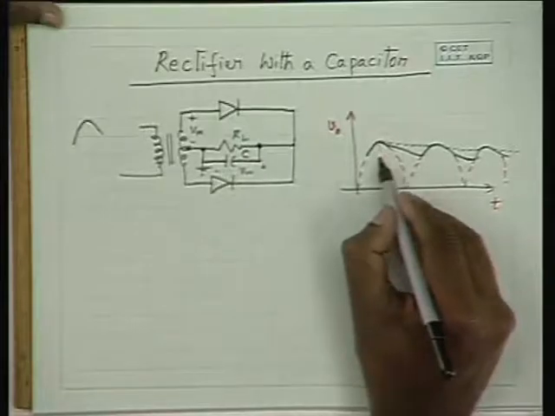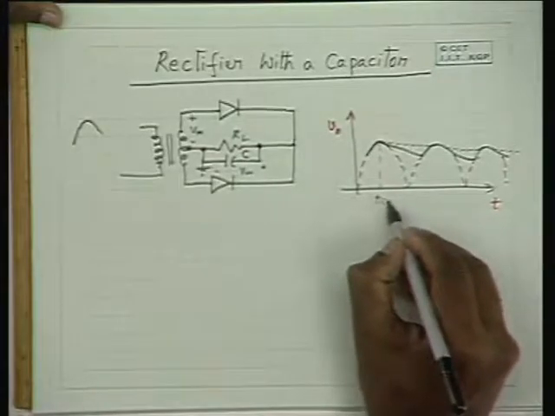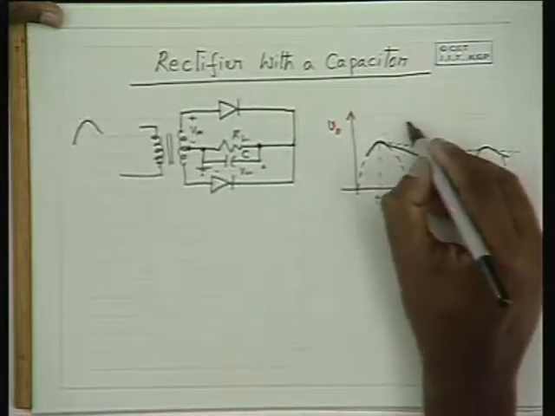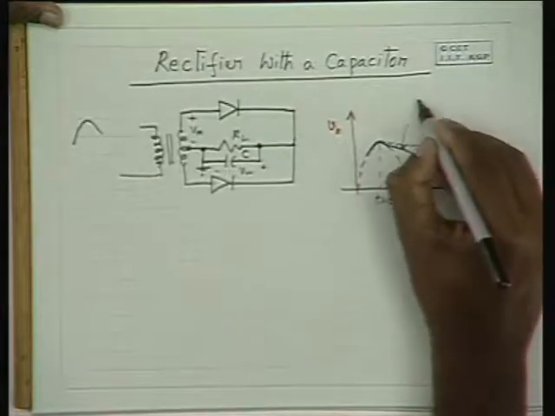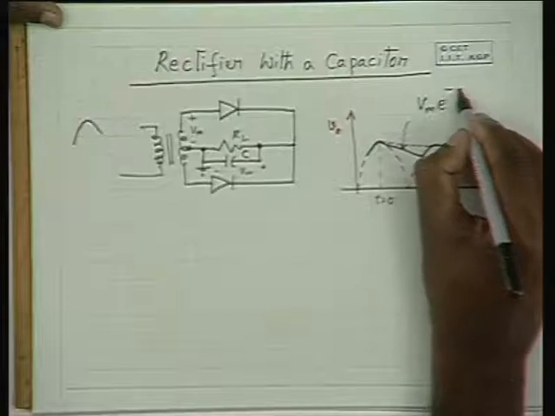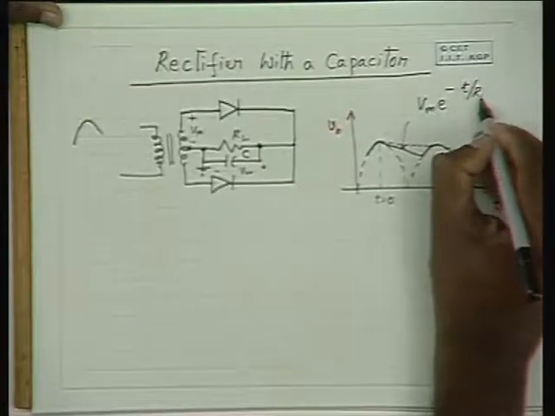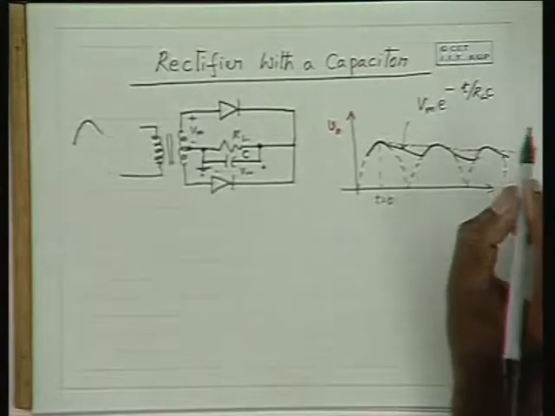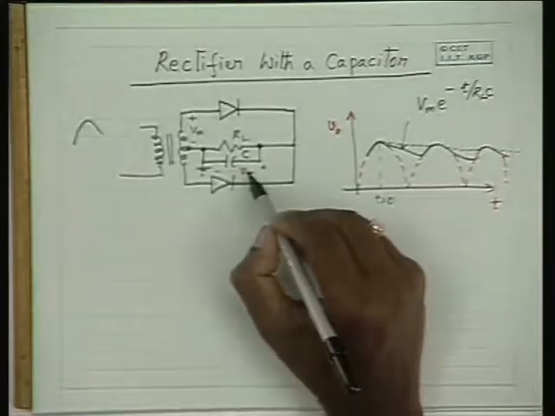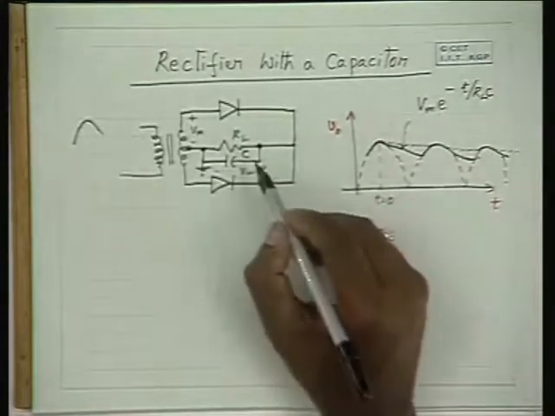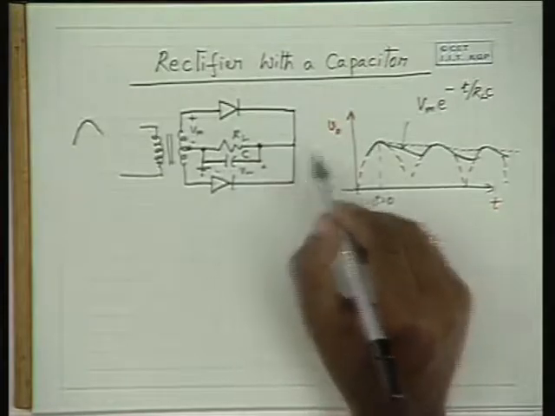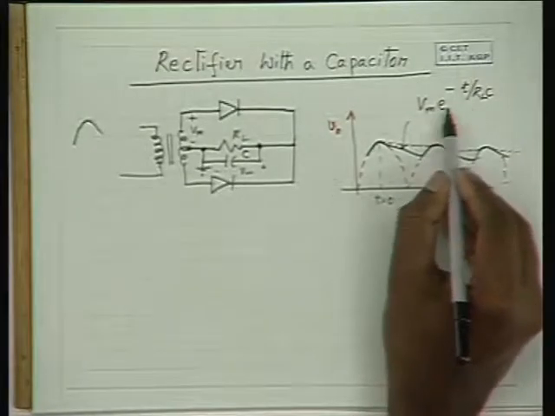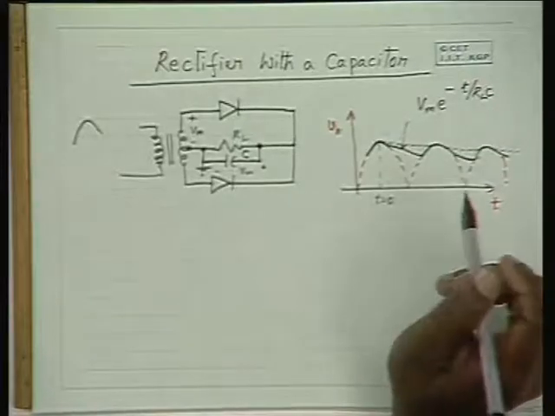At this point, if I consider this point as t equal to 0, and initially the capacitor is charged to Vm, the expression for this waveform is Vm e to the power of minus t by RL into C. This is known to you from network theory. The capacitor, which is initially charged to Vm, is getting discharged through RL, therefore the voltage falls according to the function Vm e to the power of minus t by RLC.